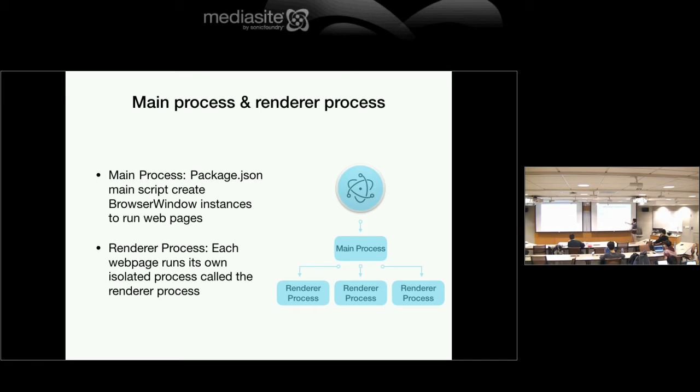Sorry, I chose the wrong color. So the diagram here shows one application has only one main process, and then it can branch off to several renderer processes. And that's the basic idea about the Electron framework. Hopefully you will get the idea. And when I show you the demo code in a minute, that might shine some light on this as well.